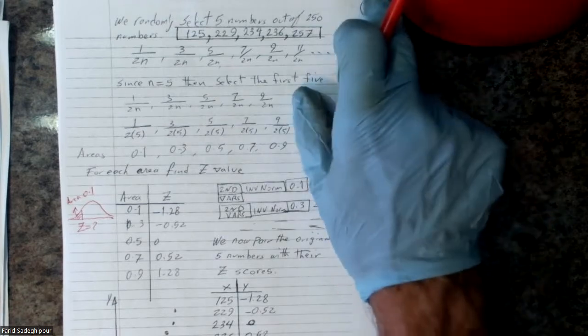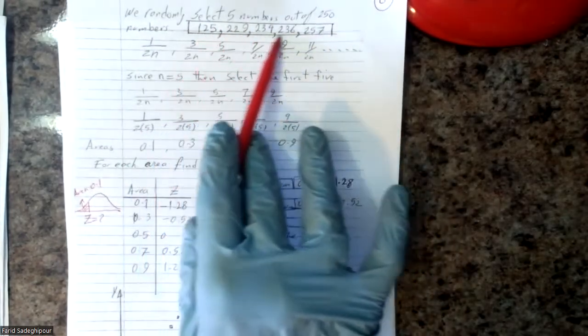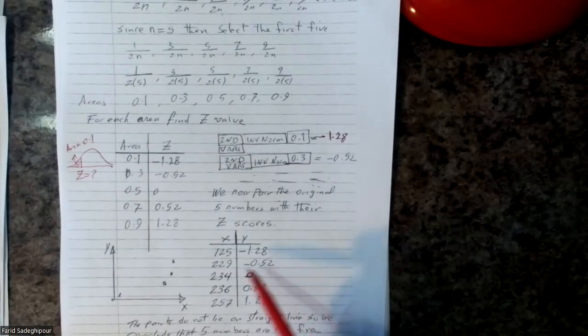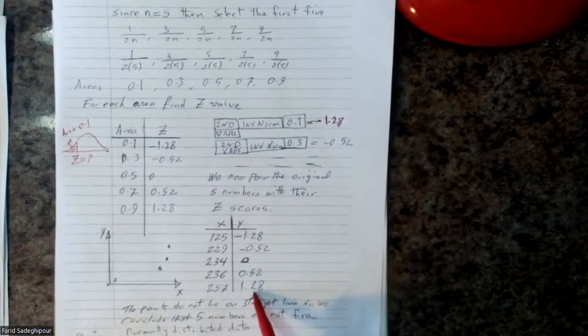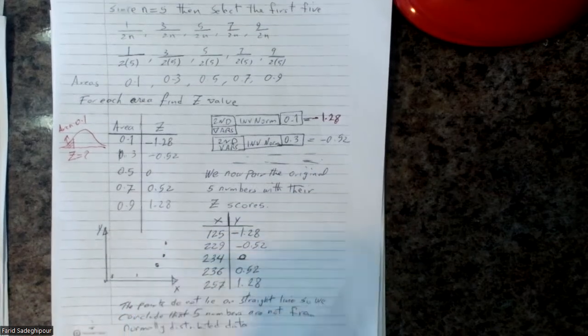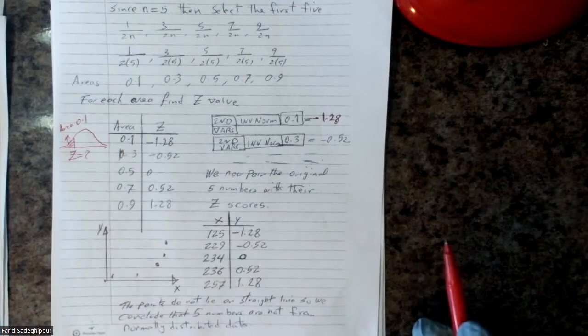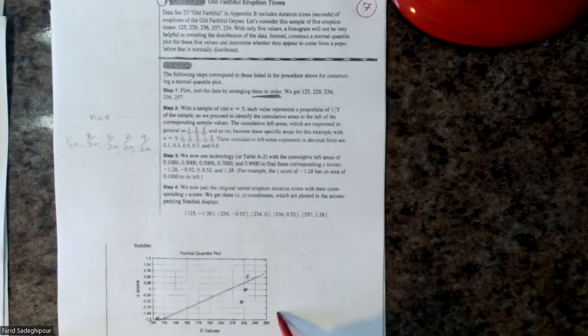Now you have a new table. In this table, the x values are the numbers that we select in the problem. What are the y values? The y values are the z values. Then you go ahead and plot all these points. When you plot them, you see something like this. The points do not lie on a straight line. So we conclude that the 5 numbers are not coming from a normal distribution, so the original data are not normally distributed. When you draw a straight line, you see the numbers do not follow it.